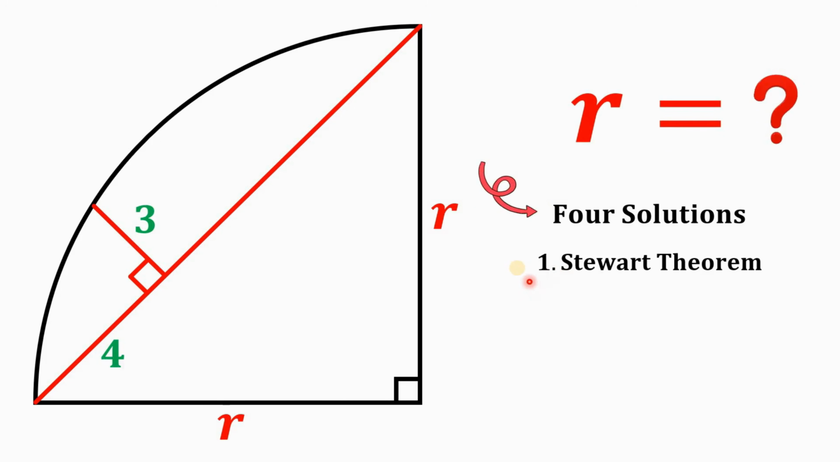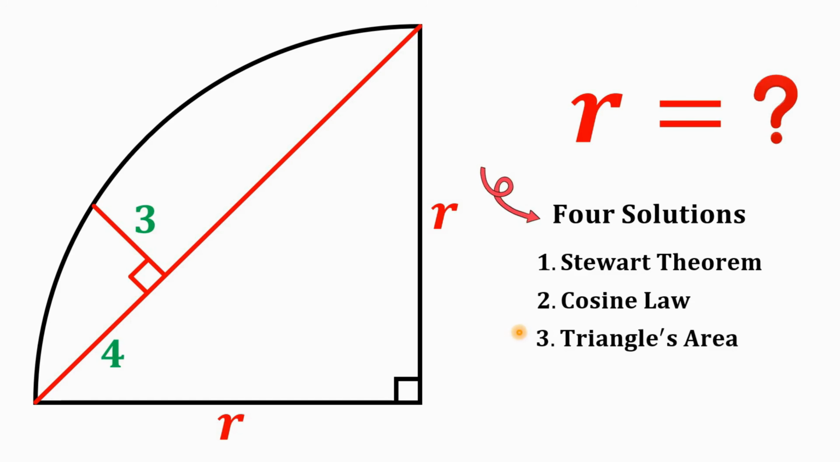The first one is we will use the Stewart theorem. The second is the cosine law. The third, we use the triangle's area. And the fourth one is the similar triangles, which is the most convenient way to solve this kind of question. Now let's begin with the Stewart theorem.